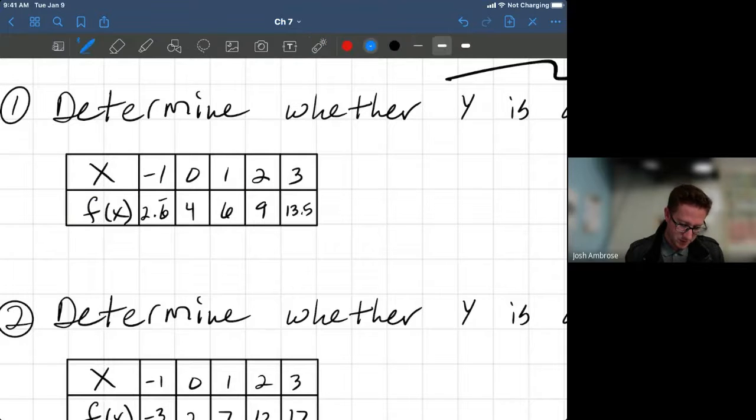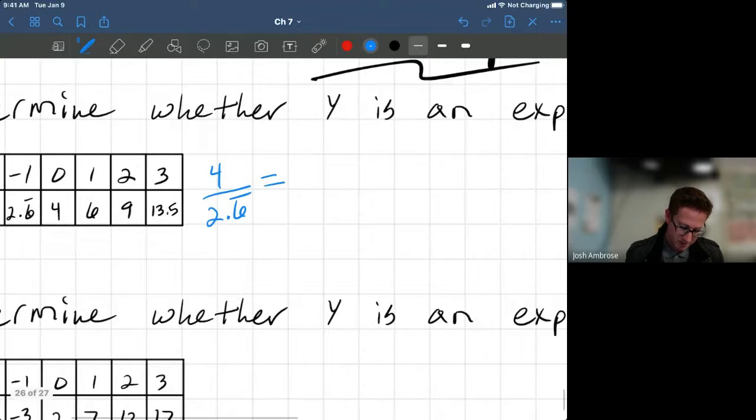So how do we do this? We are going to take the second y value. In this case, the second y value is 4. And then we're going to divide it by the first y value, 2.6 with a bar repeating on that. So we're going to set this up as 4 over 2.6 repeating. We're going to figure out what that is. Then we're going to set up the third y value, which is 6, and divide it by the second y value, which is 4. And we're going to see if these 2 fractions equal the exact same value.